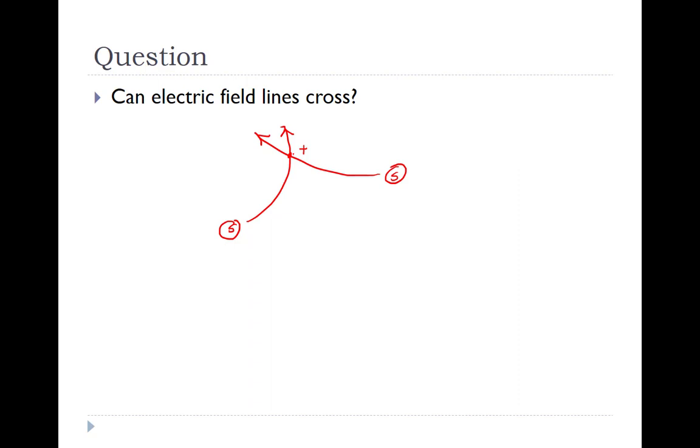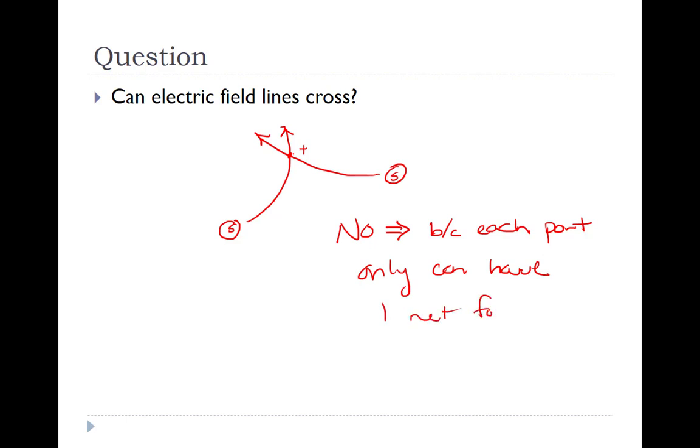Okay, so the problem here is no. We can't have field lines cross. And the reason for that is because each point can only have one net force. Here I would have two net forces. Well, if I have two net forces, then I haven't figured out my net force correctly.